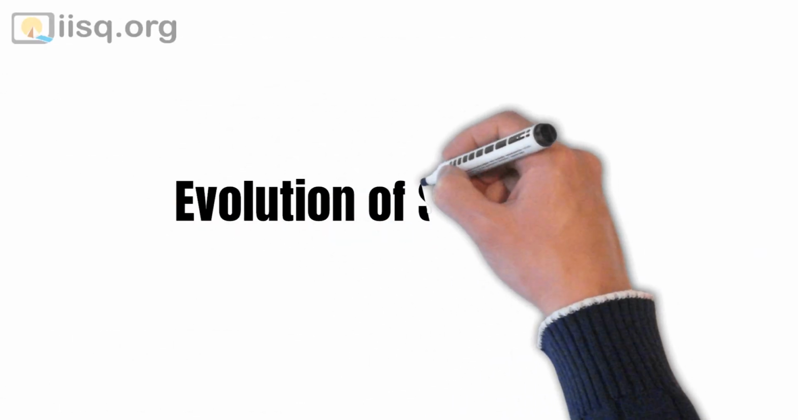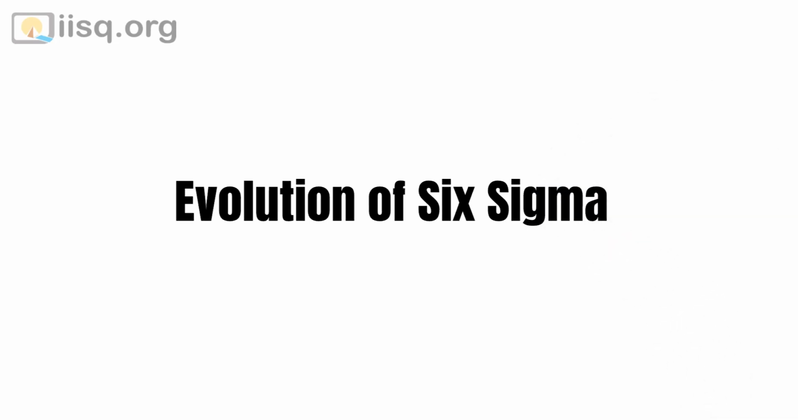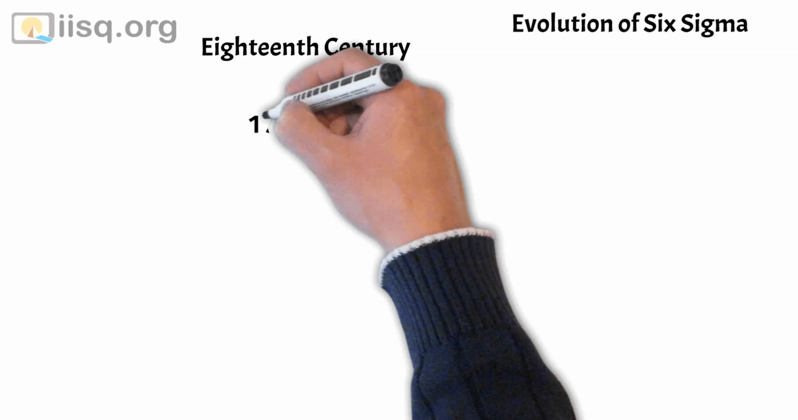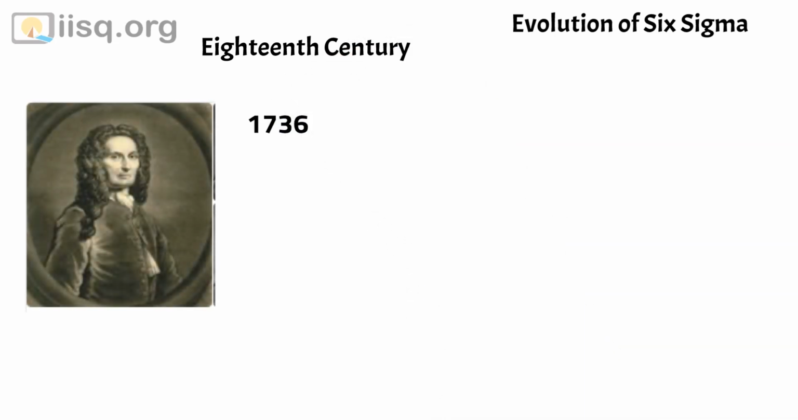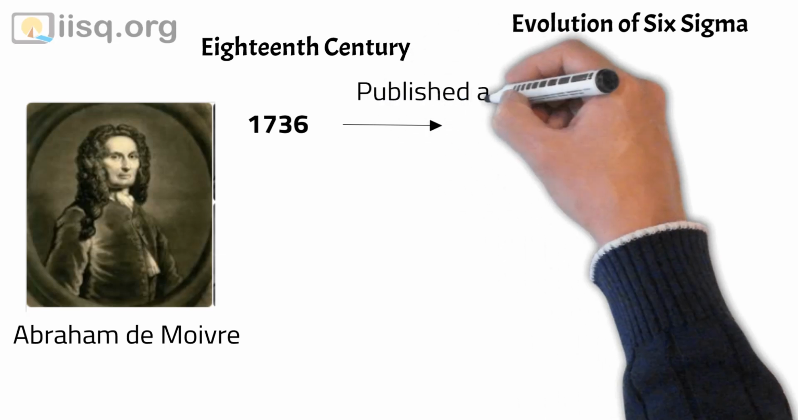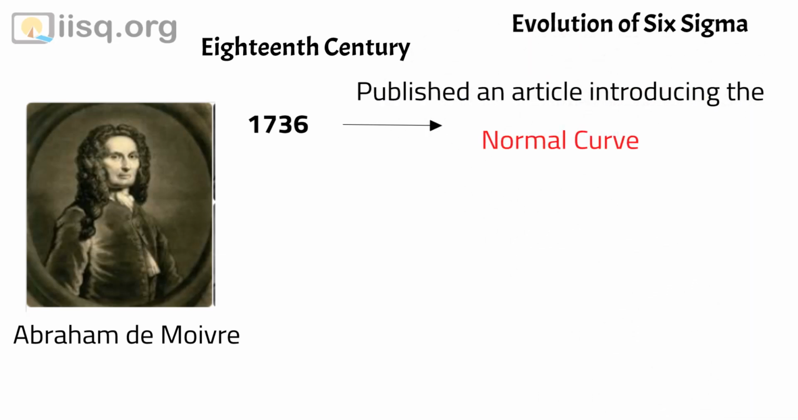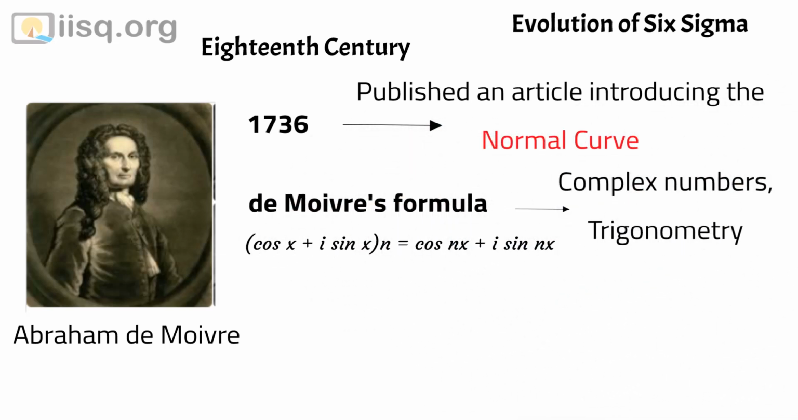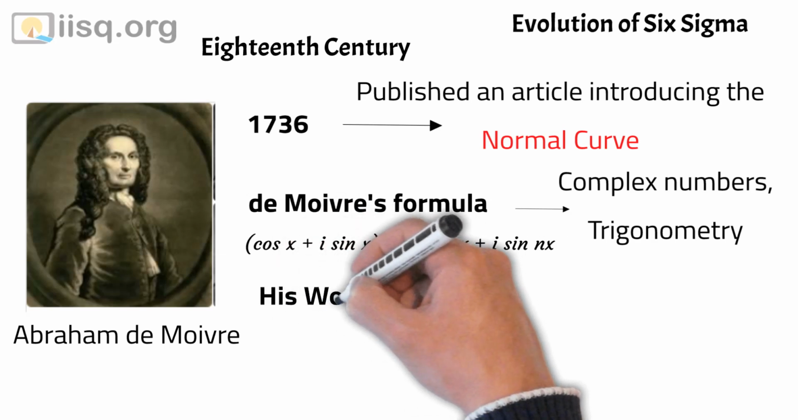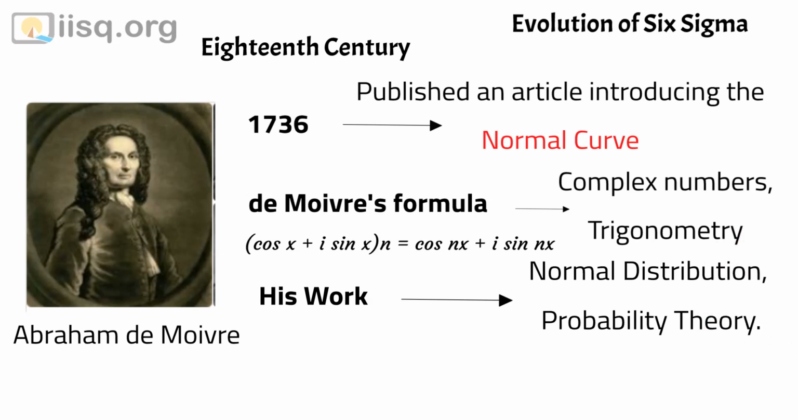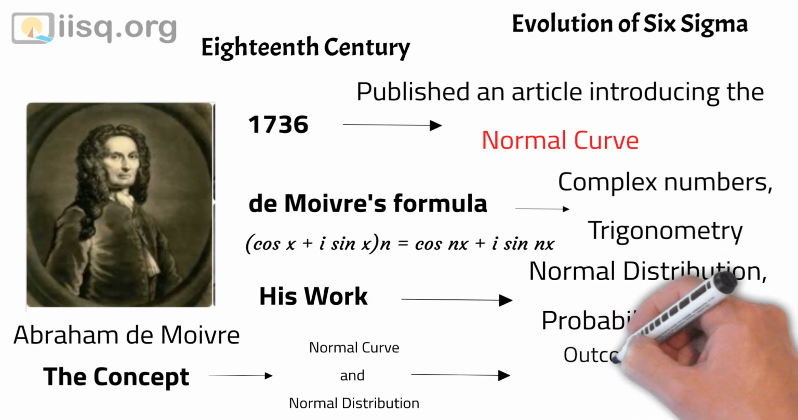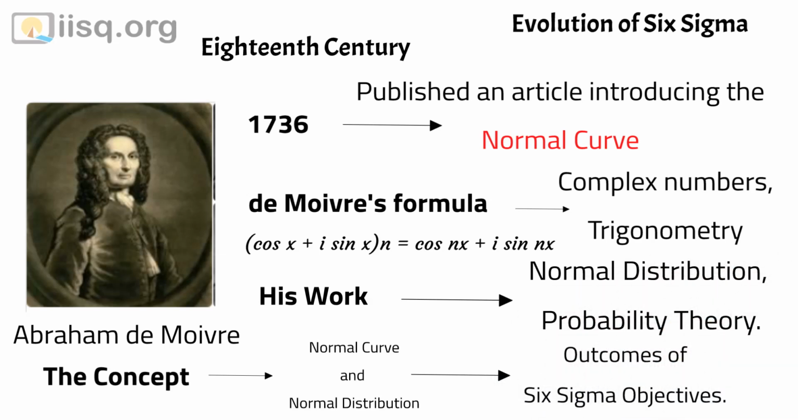Evolution of Six Sigma. In this segment, we shall recall a few most significant milestones in the history of Six Sigma. 18th century. In 1736, French mathematician Abraham de Moivre published an article introducing the normal curve. He is better known for de Moivre's formula, a formula that links complex numbers and trigonometry. He is also known for his work on the normal distribution and the probability theory. The concept of normal curve and normal distribution will have ultimate control on the outcomes of the Six Sigma objectives.